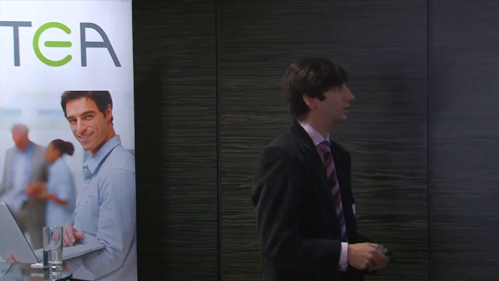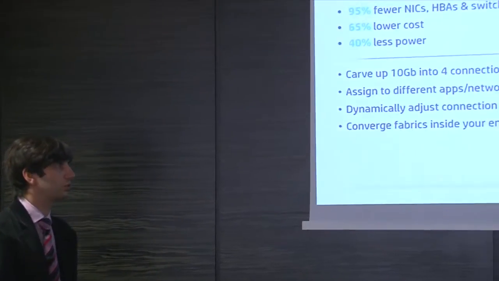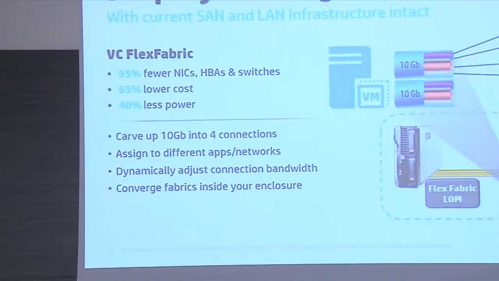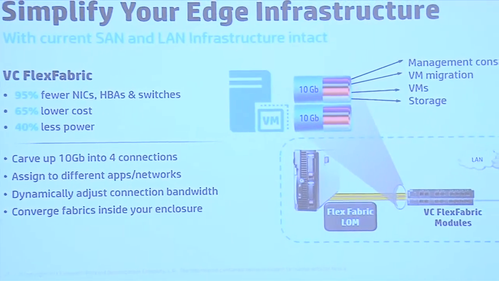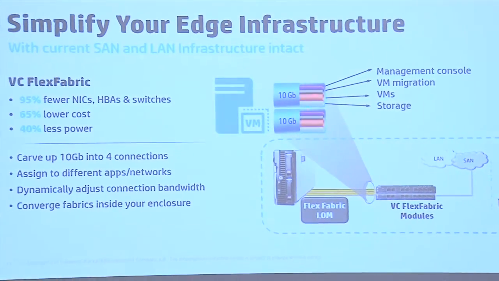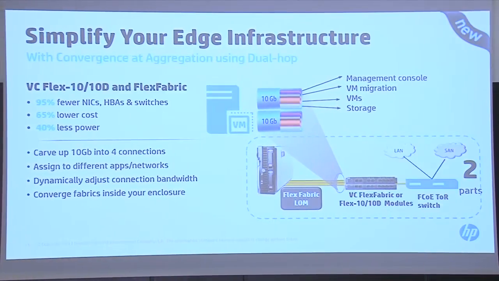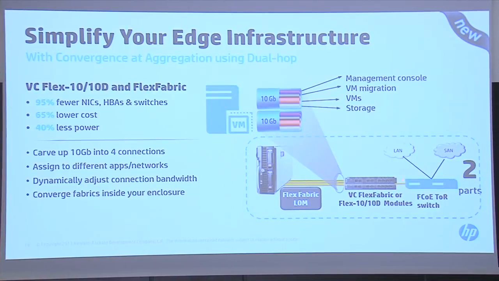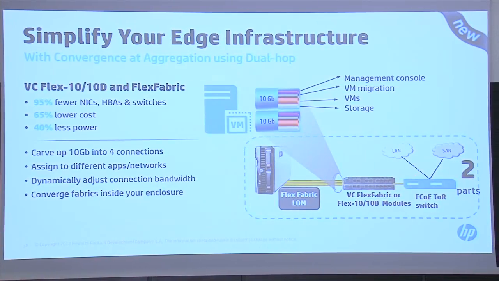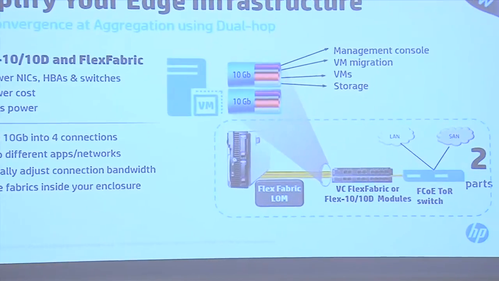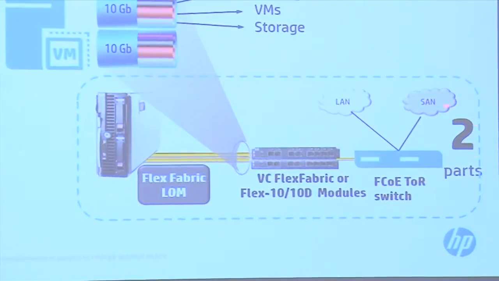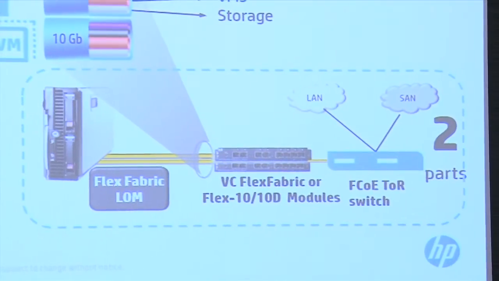So single hop convergence. This is the 10G link inside the enclosure, Virtual Connect FlexFabric module. Some uplinks go to your LAN, some uplinks go to your SAN switches, and you designate your virtualized connections to carry certain types of traffic that you require. Or the other way, dual hop Fibre Channel over Ethernet, where we still keep sending Fibre Channel over Ethernet traffic across the first hop after the enclosure going to some of your top-of-the-rack switches, and you split the traffic there.